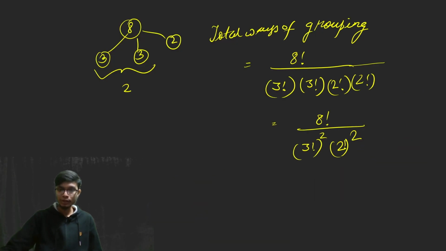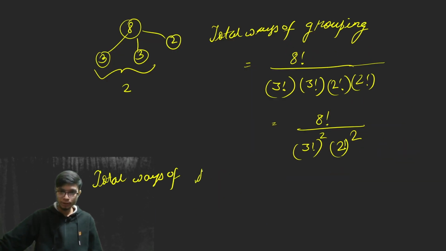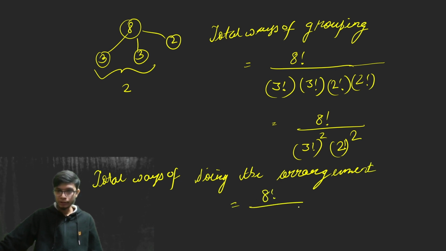Now I will not be using the word grouping; the question is the total ways of doing the arrangement. So the total ways of doing the arrangement is, once you are done with the grouping, you multiply with the total possible permutation. Since 3 cards are present, that is multiplied with 3 factorial.